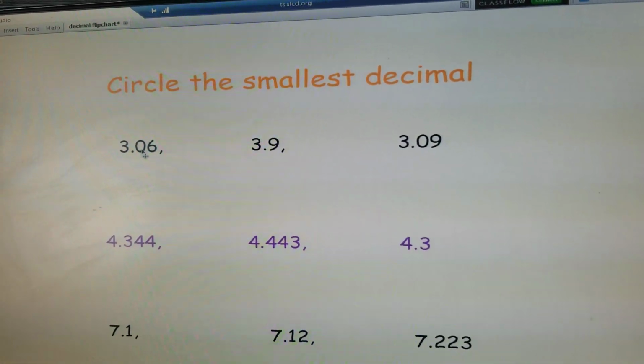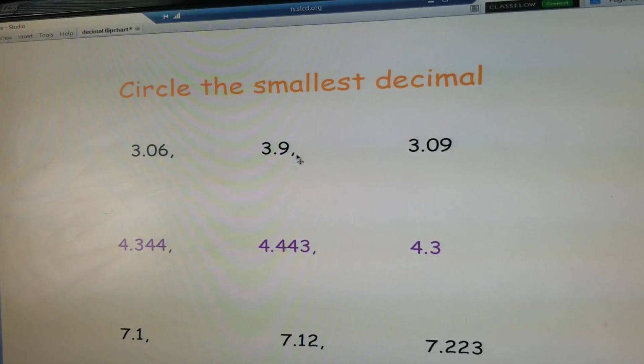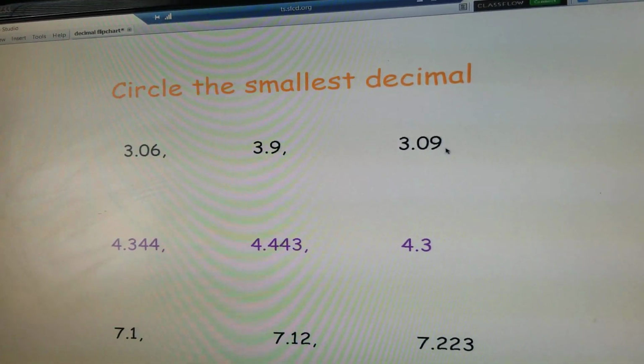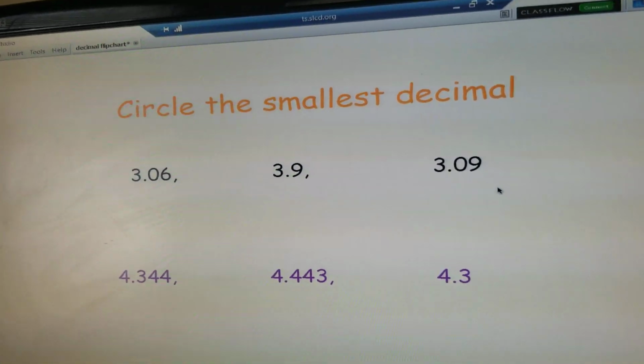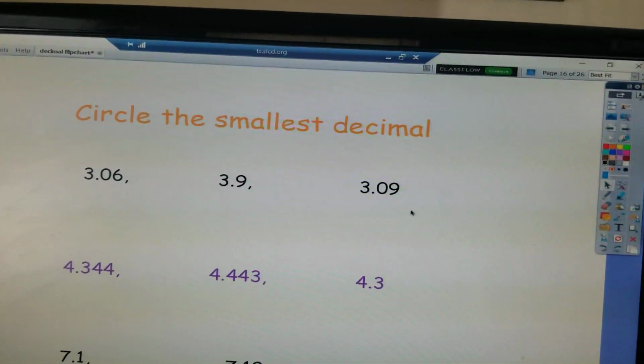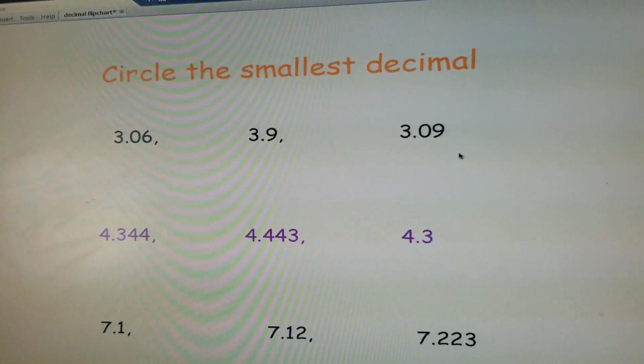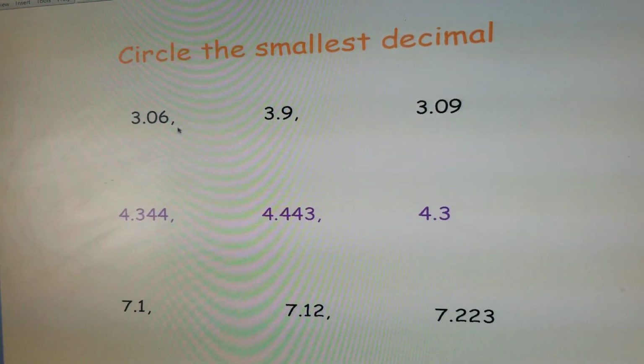Here we have a 0, right? Here we have a 9, and here we have a 0. If we're trying to find the smallest decimal, we can eliminate the 9 because 9 is greater than 0. So we know that that's the largest. So then let's look to our next place value, which is our hundredths place.